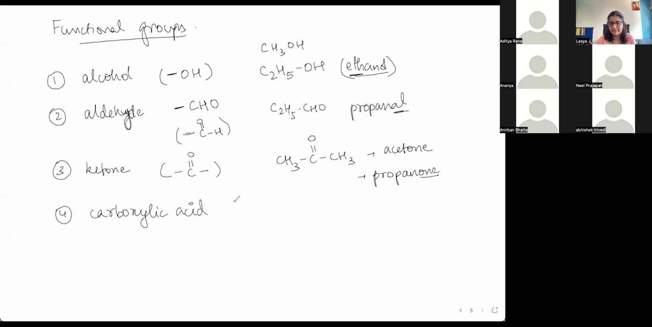This is one of the carboxylic acids you are very familiar with. You worked with it so much: ethanoic acid, CH3COOH. You've known this as acetic acid. That's the common name, but the actual formal name is ethanoic acid.